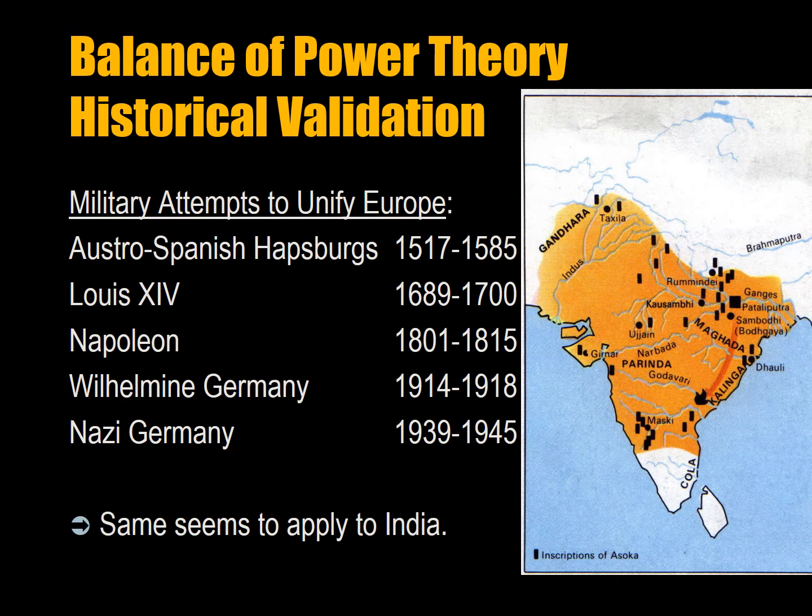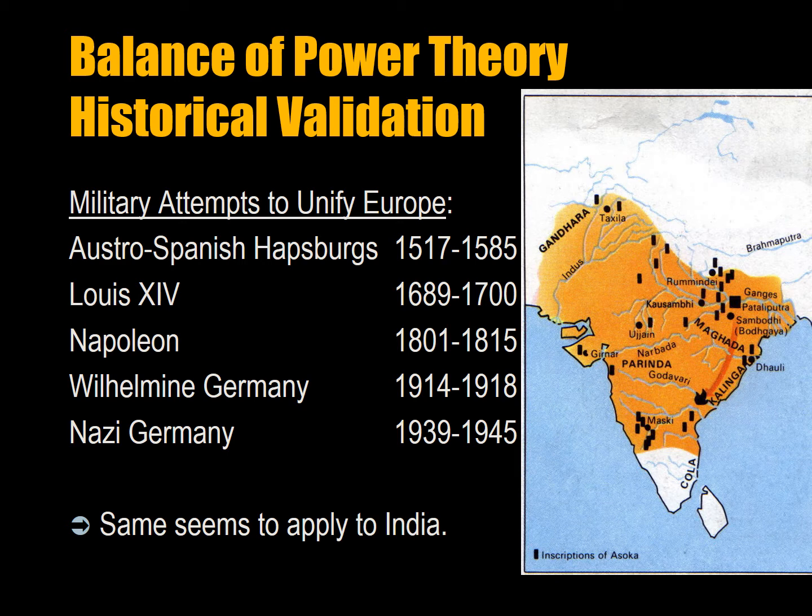Now, balance of power does seem to have a lot of validity. Repeated attempts to unify Europe have repeatedly failed because they provoked overwhelming blocking coalitions. So here we have a list of attempts to unify Europe: the Austro-Spanish Habsburgs, and that lasted for a century with huge conflicts in Italy and in the cockpit of Europe, which is Belgium and Holland.